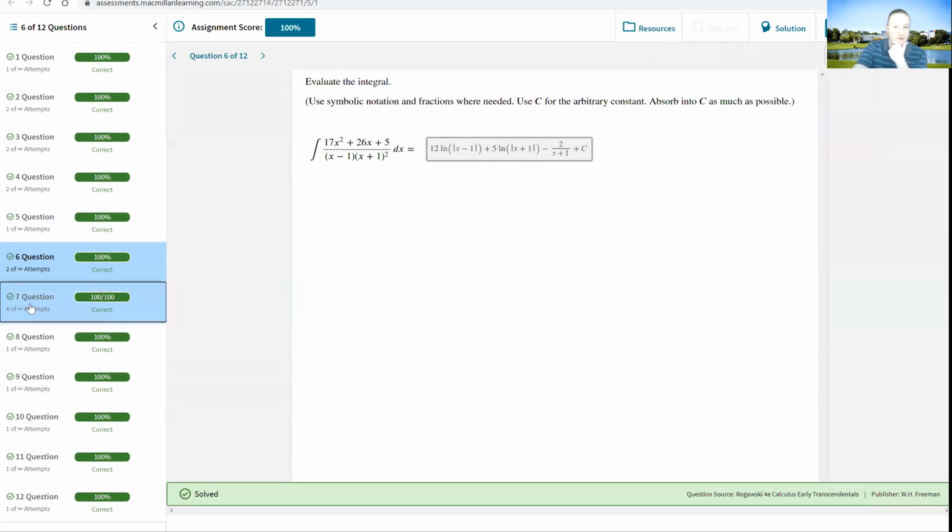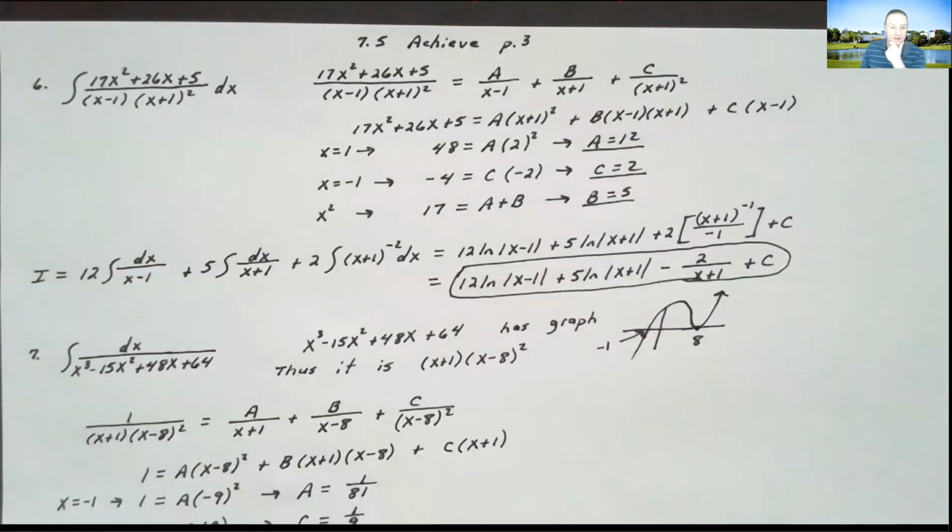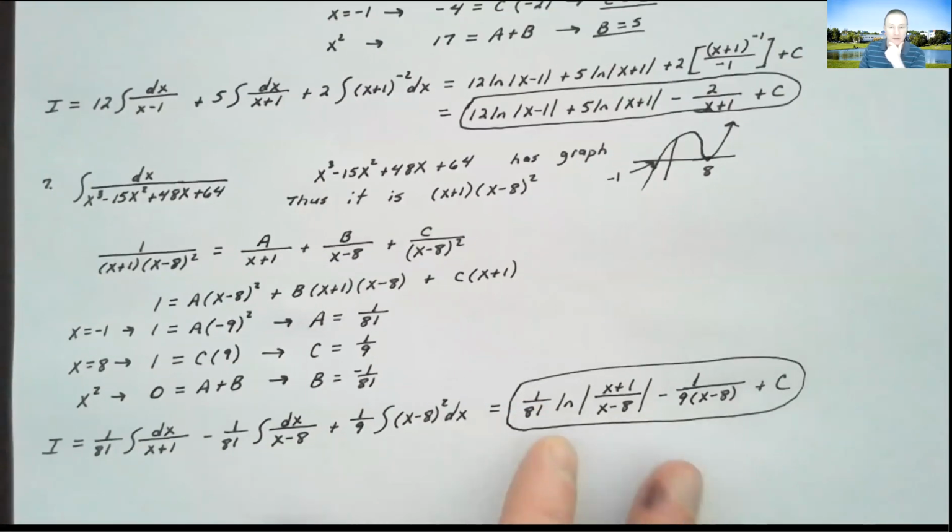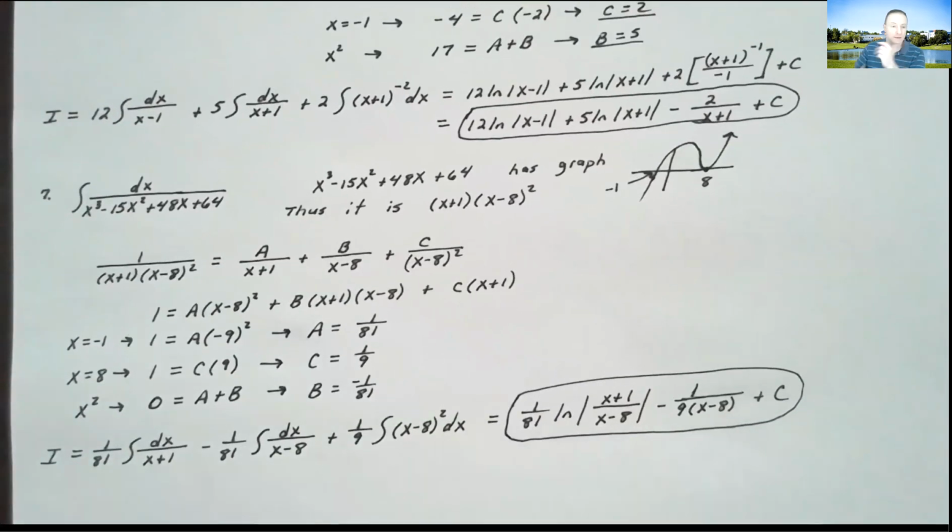One more for this video, number 7 here, and then we'll do the rest in another. In number 7, I was looking at this problem where I had the integral of dx over x cubed minus 15x squared plus 48x plus 64. Now, what I did on that one is that problem is not going to factor nicely. You could try factoring by grouping and stuff like that. It's not going to be pretty.